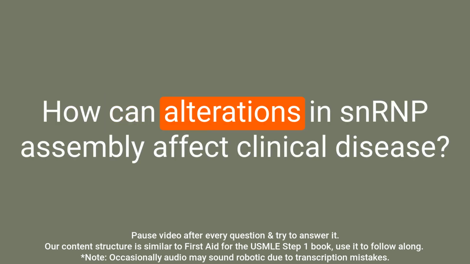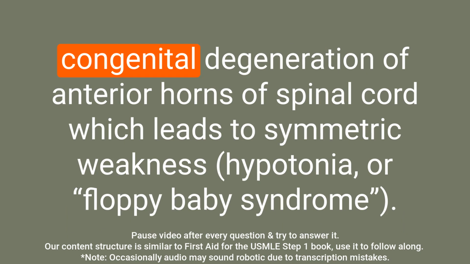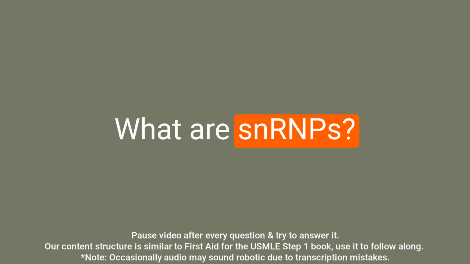Question: How can alterations in snRNP assembly affect clinical disease? Answer: Alterations in snRNP assembly can cause clinical disease, such as in spinal muscular atrophy, where snRNP assembly is affected due to a decrease in SMN protein leading to congenital degeneration of anterior horns of spinal cord, which leads to symmetric weakness.